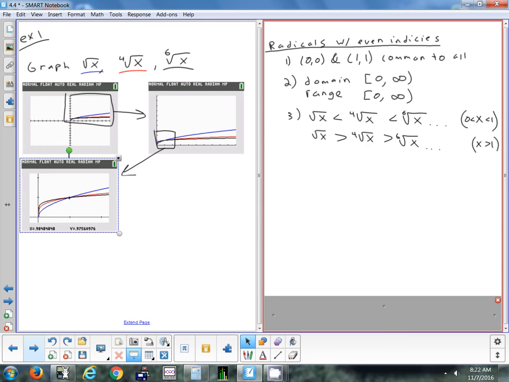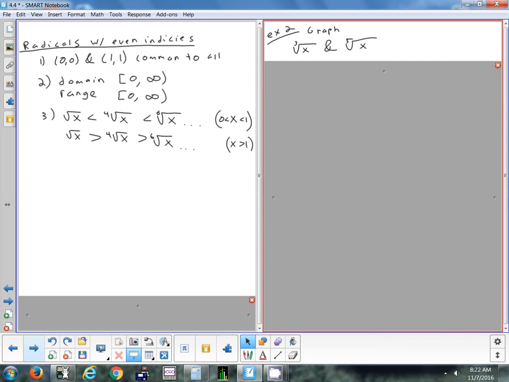Any questions on the general properties of roots that have even indices? All right, so now we're going to look at odd indices. Just as an example before we start, what's the cube root of 8? 2. What about the cube root of negative 8? Not 2, since 2 times 2 times 2 is still positive 8. But what times what times what is negative 8? Negative 2. Negative 2 times negative 2 times negative 2 is negative 8. So that's a huge difference right away.